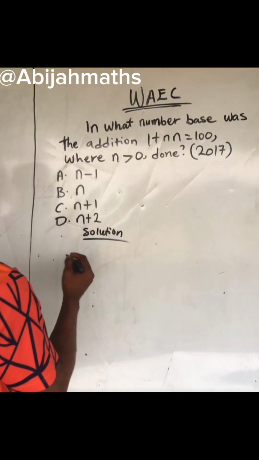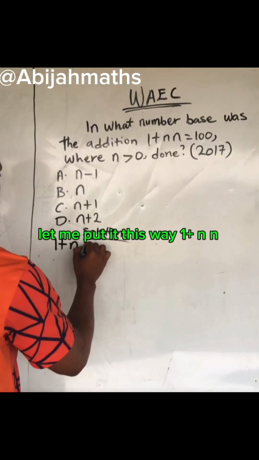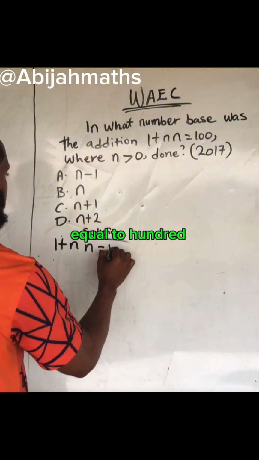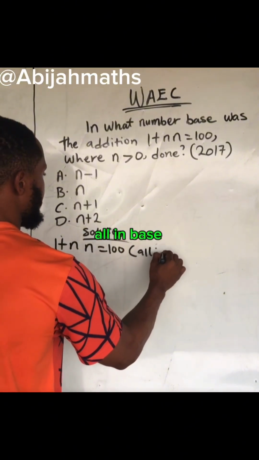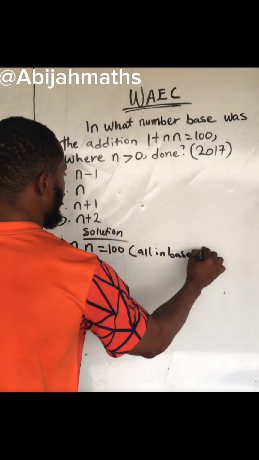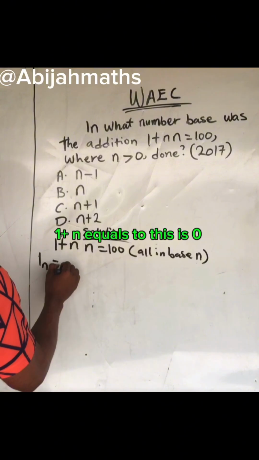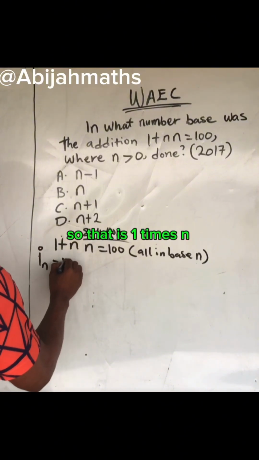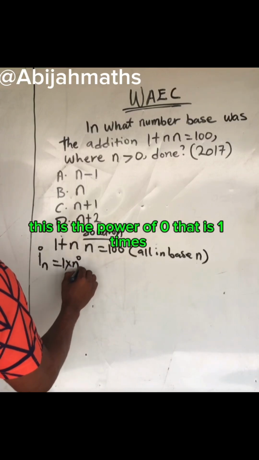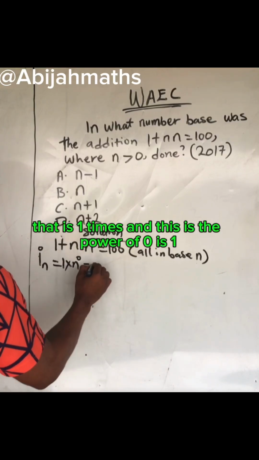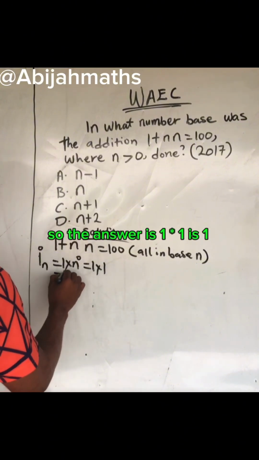So that will be, let me put it this way, 1 plus n equal to 100, all in base n. So let's start with 1. 1 in base n is 1 times n raised to the power of 0. Any n raised to the power of 0 is 1. So the answer is 1 times 1, which is 1.